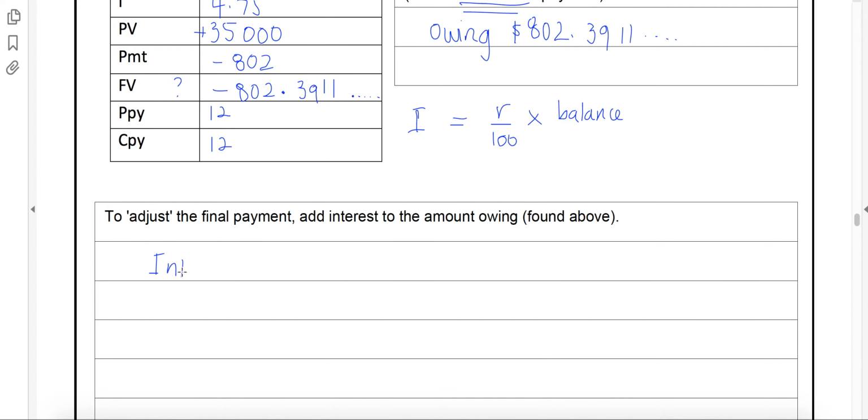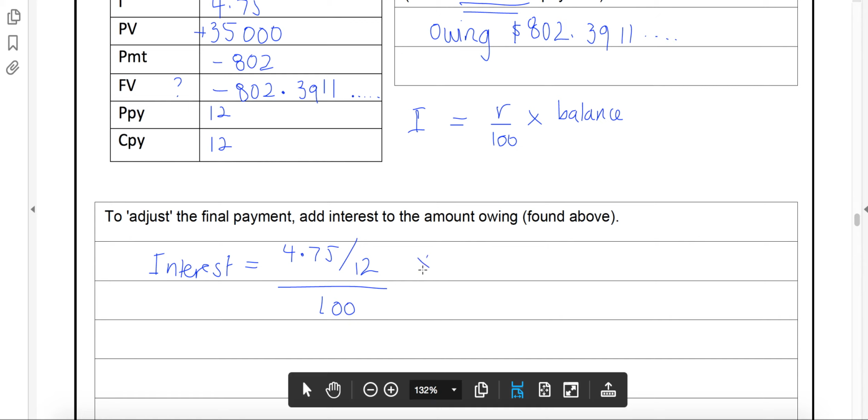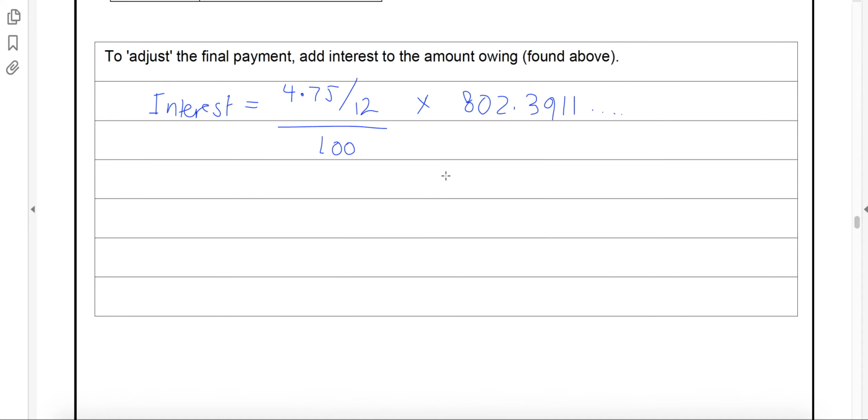Now, we've done this with an amortization table. Interest is 4.75% per annum, but it's monthly, so divided by 12. That's a percentage, so it's over 100, and the balance was 802.3911, etc. That gives me 3.17613, or if we round that, 3.18. So you charged an extra $3.18. I won't round it off just yet, actually. But that's just an idea. That's just a tiny little bit more.